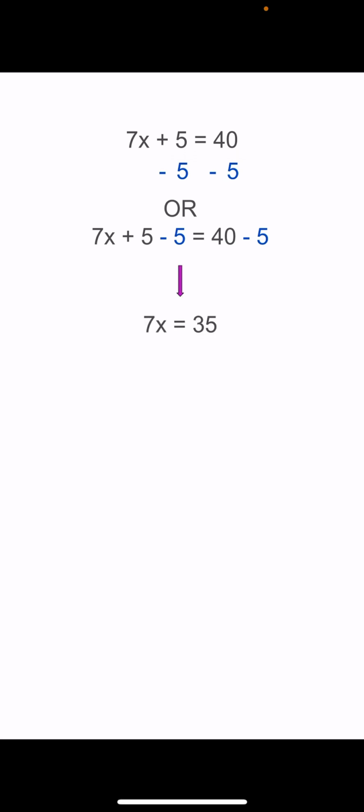Then you simply subtract 5 from 5, which is 0, and 40 minus 5, which is 35. So you get 7x equals 35.